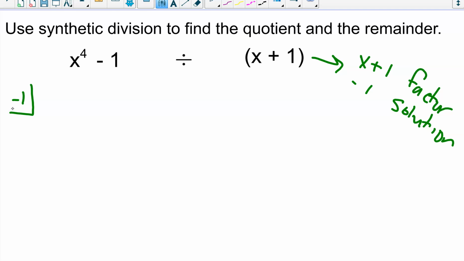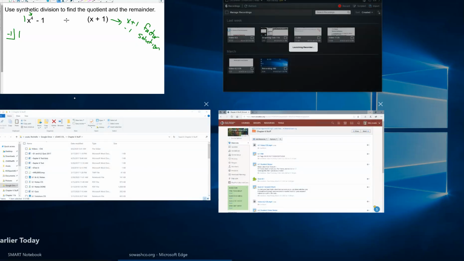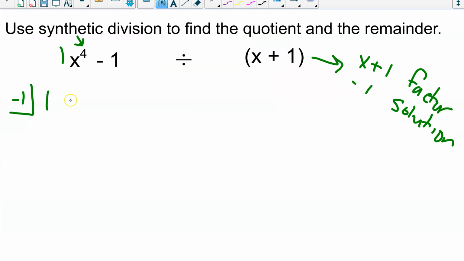And then we have to be really sure that we have every exponent accounted for, and there's some missing ones here. So we have a 1 in front of the x to the 4th. We have no x cubes, no x squares, no x's, and a negative 1. So those are going to hold the place value. Okay, now we can get started.